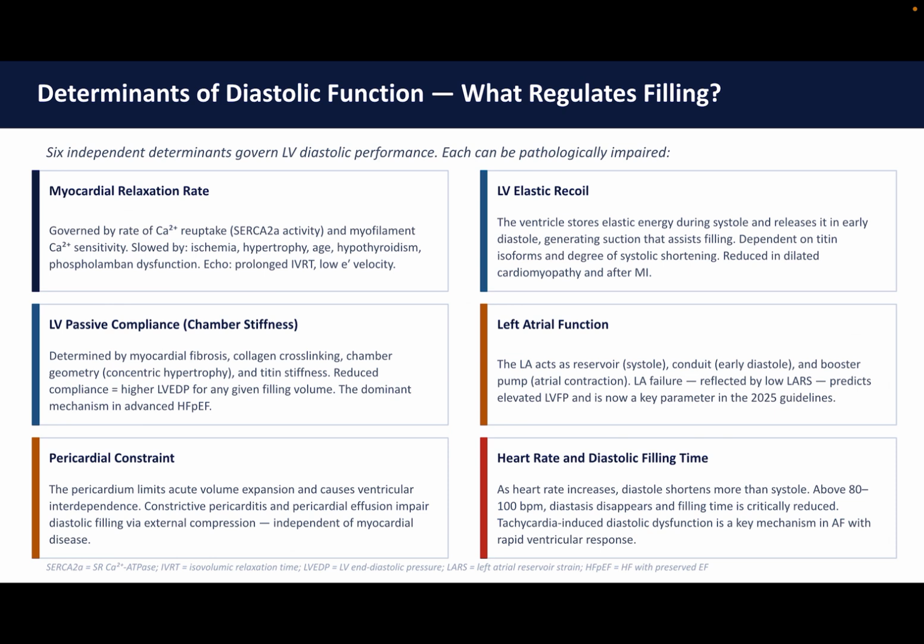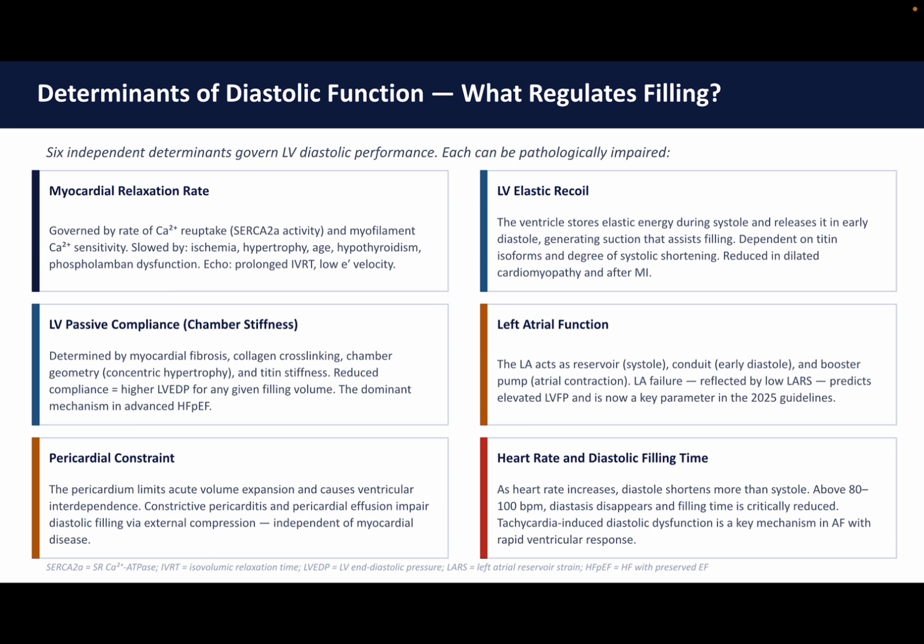Number 3, LV passive compliance or chamber stiffness. This is the dominant mechanism in advanced heart failure with preserved EF. Myocardial fibrosis, collagen cross-linking, concentric geometry all increase passive stiffness. A stiff ventricle needs higher filling pressure to achieve the same end diastolic volume. LVEDP goes up, and eventually mean left atrial pressure goes up as well.